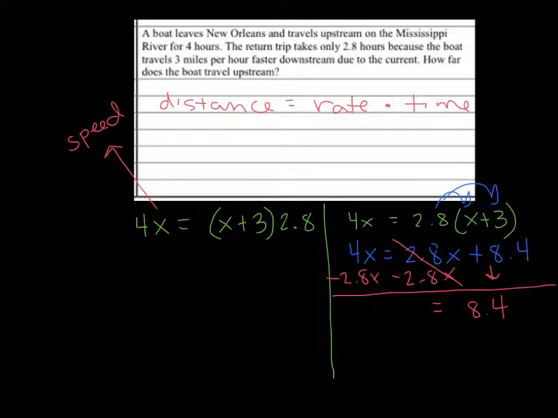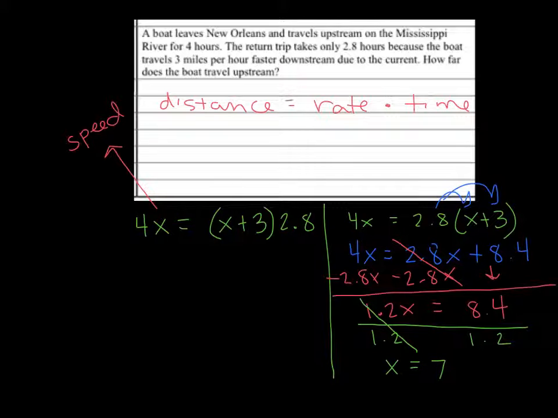And on this left side, 4x minus 2.8x, I get 1.2x. Okay? Now I'm left with a one-step equation. So the opposite of multiplying by 1.2 would be to divide both sides by 1.2. 1.2x divided by 1.2 will leave me with 1x. And then I have 8.4 divided by 1.2, which is equal to 7.